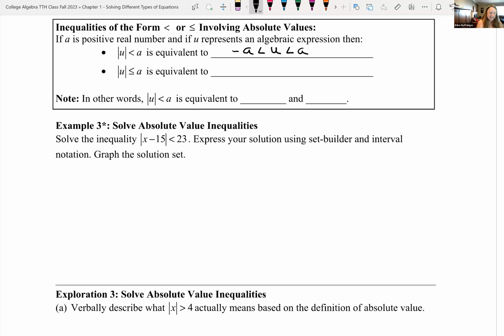If it has the equal to part with that inequality, so the absolute value of U is less than or equal to A, then to drop that absolute value, you're going to look at -A is less than or equal to the algebraic expression U is less than or equal to positive A.